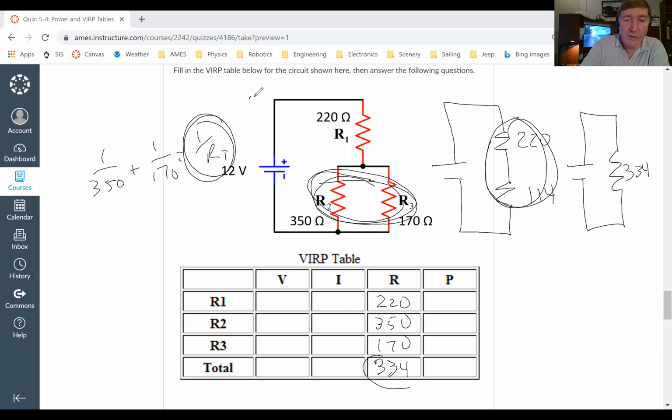But notice our total is not just the sum of these guys. We had to get our total by combining those two parallel resistors together. And then once we got that, then combine the two series ones together. Okay.